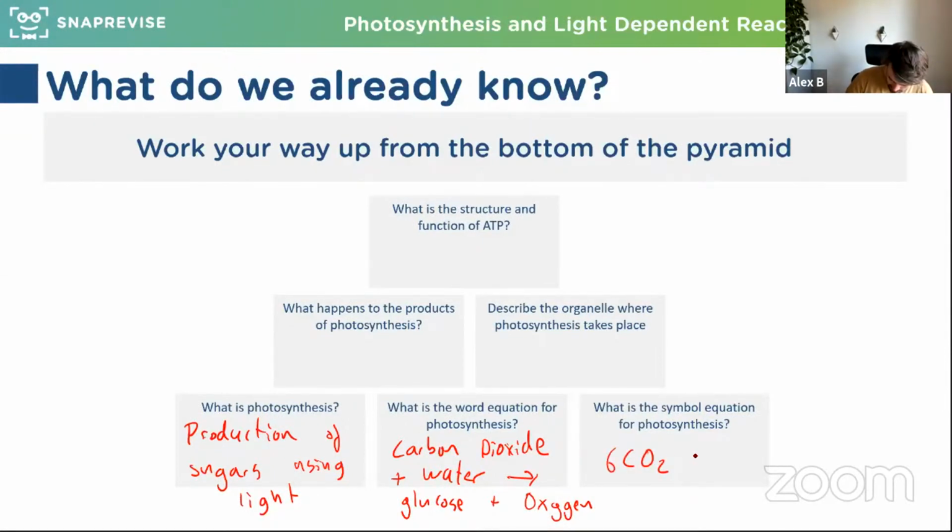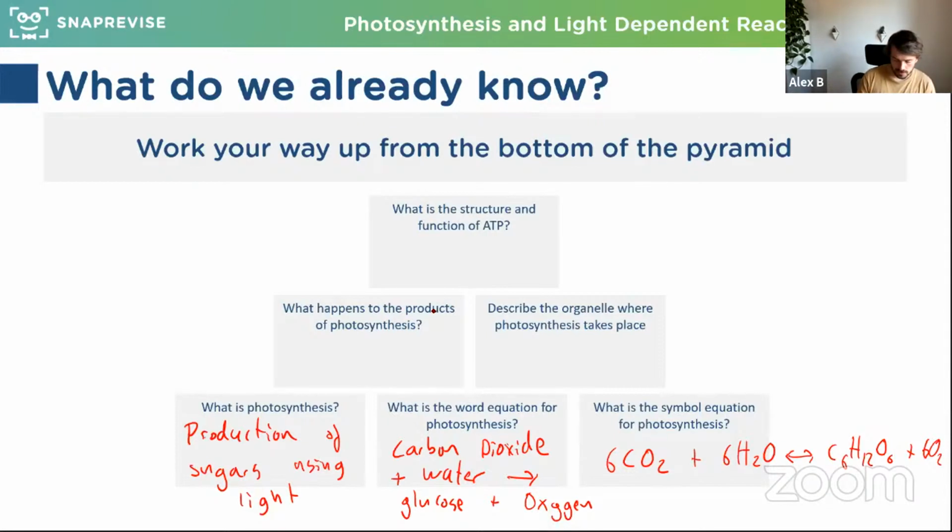So we have 6 CO2 plus 6 H2O goes to C6H12O6 plus 6 O2. So hopefully this is something you learned at GCSE, because you do need it for GCSE, and it's still relevant the whole way through A-level. So it's also a nice one. You get two equations for the price of one, because if you just reverse this arrow, you've got the respiration equation. So really, really easy.